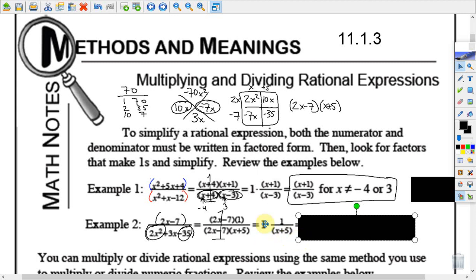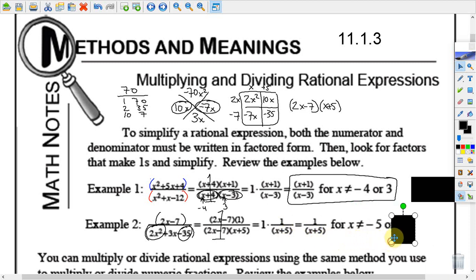Which then leaves me with 1 times 1 over x plus 5, which we can just write as 1 over x plus 5. And we know that x cannot equal negative 5 or 7 over 2. That's because negative 5 here would make that factor 0, and 7 over 2 here would make that factor 0.